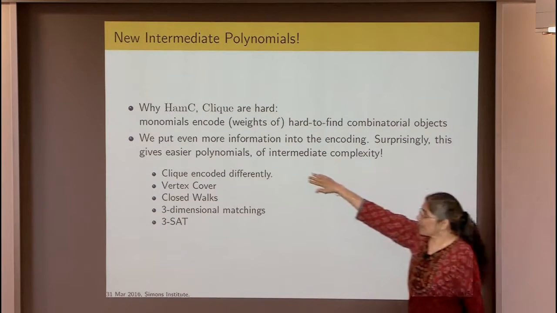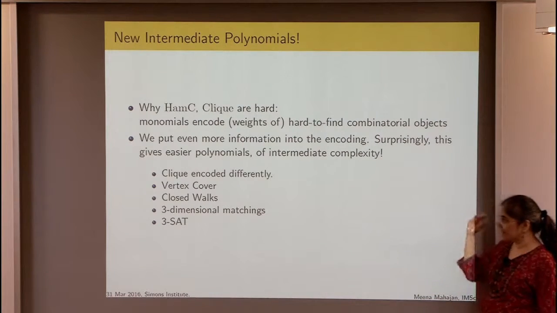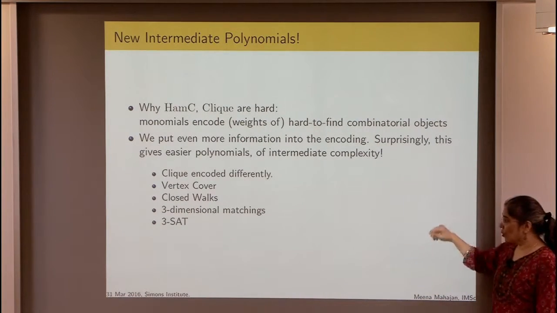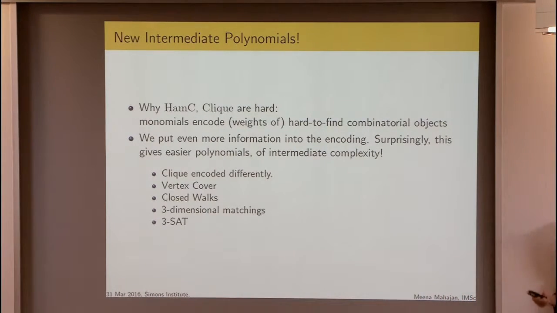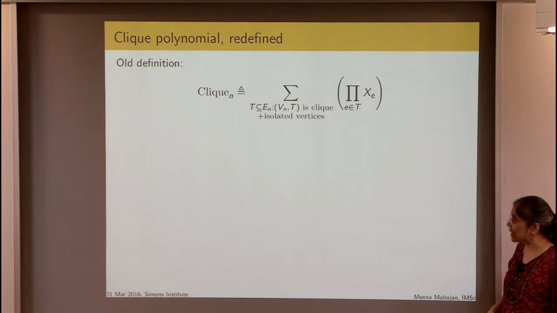Using this approach, we come up with intermediate polynomials which are based on encoding these combinatorial objects: cliques themselves, but encoded in a different way, vertex covers, closed walks, three-dimensional matchings, as well as three satisfiability. So I'm going to run you through the definitions of all these polynomials and then just sketch very briefly the intermediateness proof for one or two of them. And in particular, the definition of clique, let me go over it a little more in detail, because there is an old definition of clique which we know is hard. And now here's a new definition of a clique polynomial which is not hard.